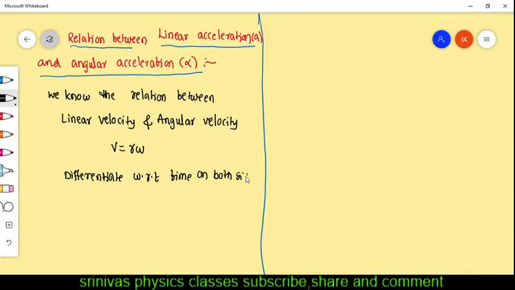How to differentiate? Differentiate means you should apply d by dt on both sides. You apply d by dt on the left side, apply d by dt on the right side. That's all. Applying d by dt is said to be differentiation, with respect to time. In this, dv by dt is the rate of change of velocity, that is the acceleration, linear acceleration. Here r is a constant, so we write it outside, then we write d omega by dt.